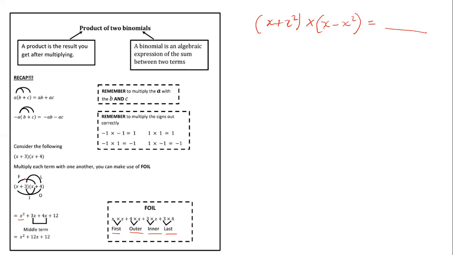And then we're going to say x multiplied by positive 4, we get positive 4x. And we say 3 multiplied by x, we get 3x. And then 3 multiplied by 4, we get 12. Therefore now we have expanded this bracket by multiplying, and we get our product.